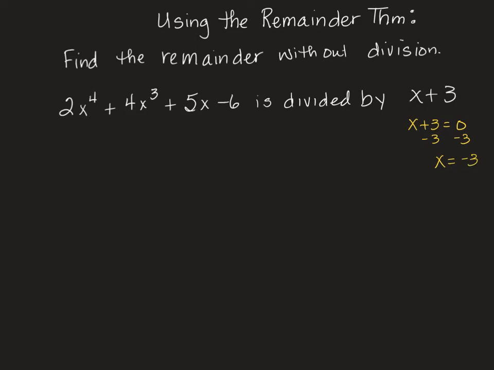I'm going to plug negative 3 into my equation. So this is 2 times negative 3 to the 4th plus 4 times negative 3 to the 3rd plus 5 times negative 3 minus 6. And then we're just going to simplify that. So we're going to do the math.